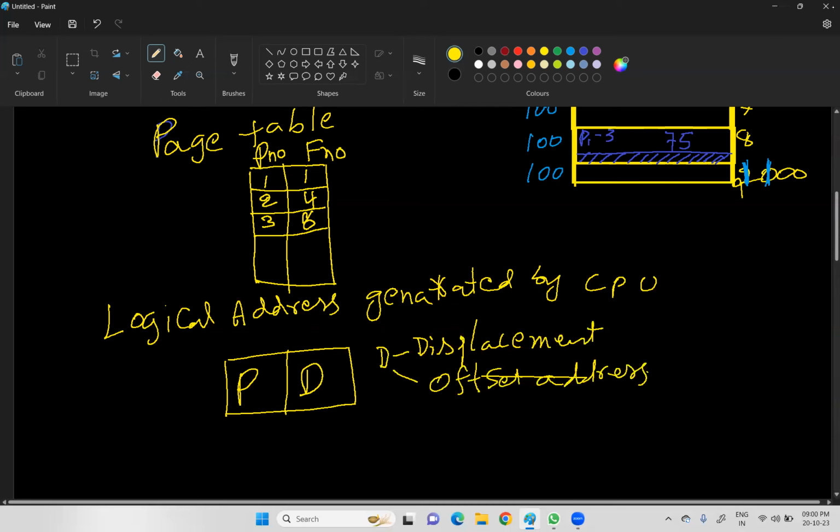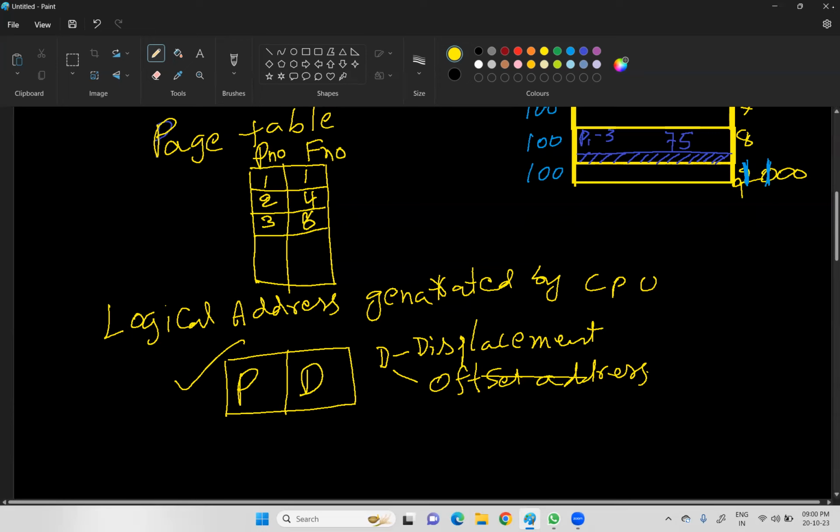Now, how could this be managed? We want the CPU to execute the first instruction of page number 1. This is the way it is generated. The CPU can generate page number 1, 0th instruction. Page number 1, second instruction. Page number 1, 20th instruction. Page number 1, 100th instruction. Being generated something like that.